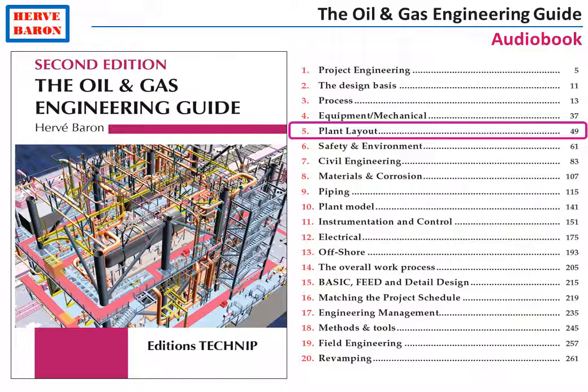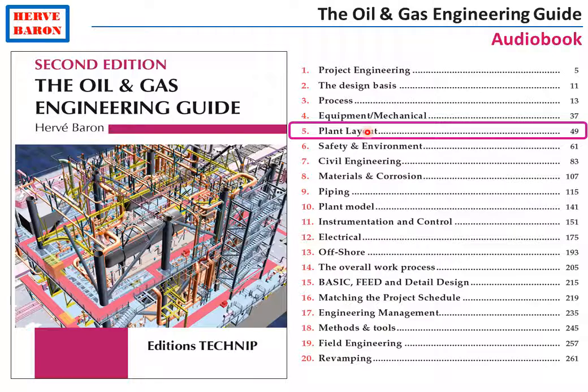Welcome to chapter 5 of the Oil and Gas Engineering Audiobook. Now that we have defined the process equipment, we shall define the way they are arranged in the plant. This is the purpose of the plant layout.